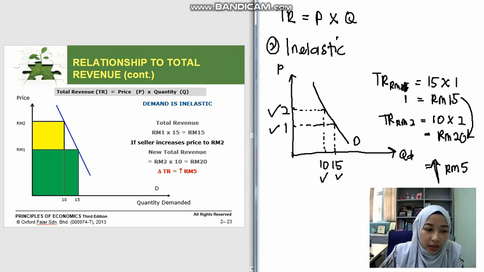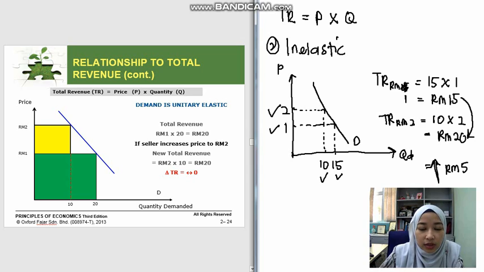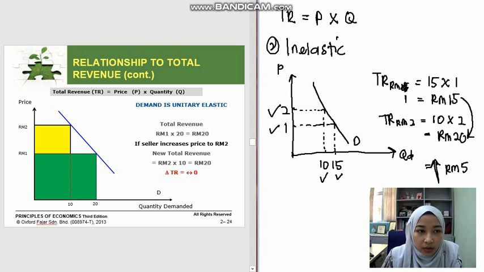Okay, and another situation is unitary elastic. For unitary elastic, what you can see here in the graph, the initial price is at 1 ringgit and the quantity demanded is 20. So when you sell at 1 ringgit, the demand will be 20. People will buy 20 of your product. So the revenue should be 20 times 1. So you get 20 ringgit.